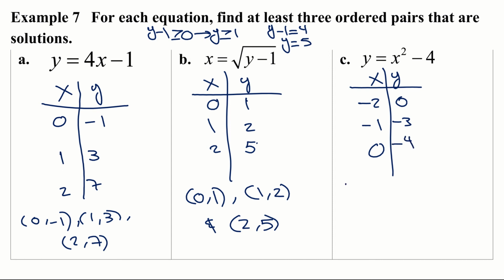So the ordered pairs of interest are (-2, 0), (-1, -3), and (0, -4). All right, so that's how we handle that one.